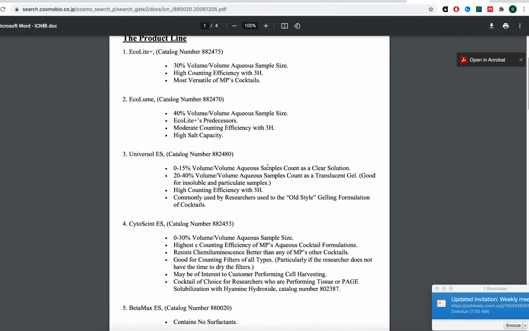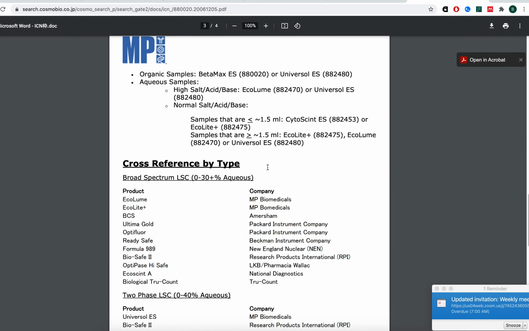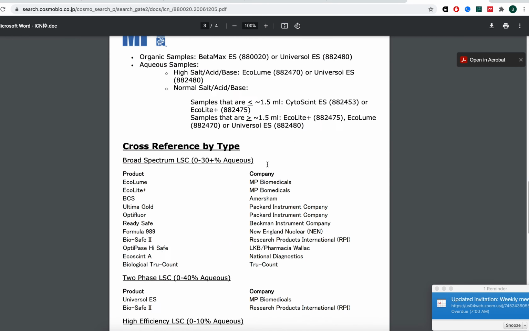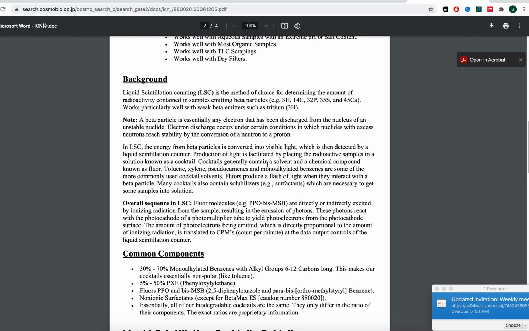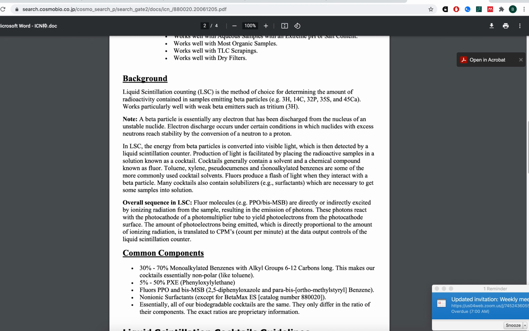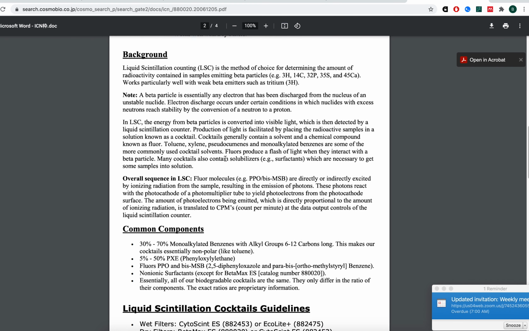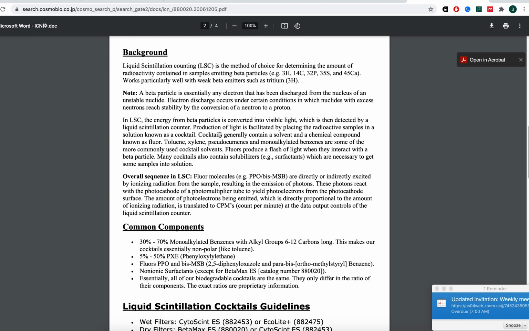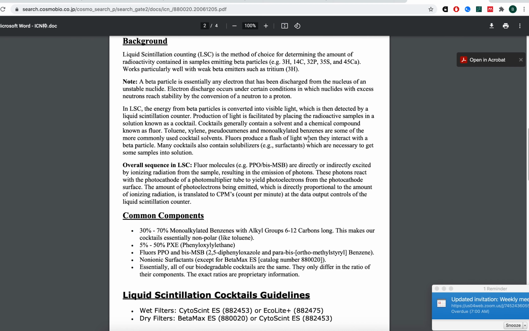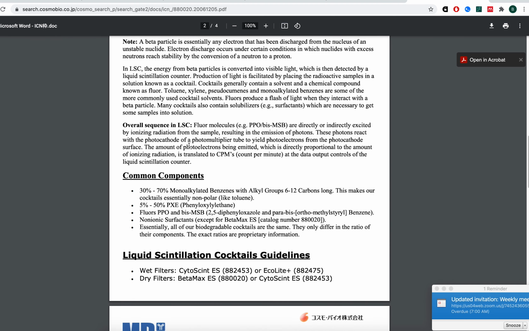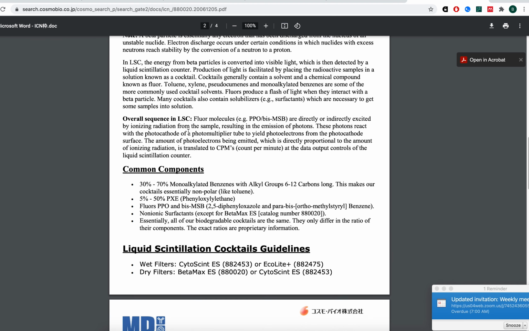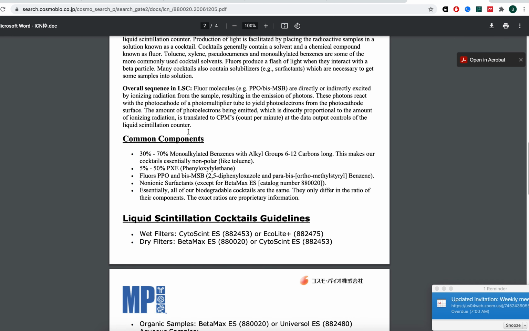So I use this MP thing. They have more details on the various formulations that they have. But basically, production of light is in this cocktail. The cocktail contains a solvent and a chemical compound known as a fluor. They often have these benzenes as solvents. And then the fluors produce a flash of light when they interact with a beta particle. The beta particle is the type of radiation that's given off by the phosphorus.